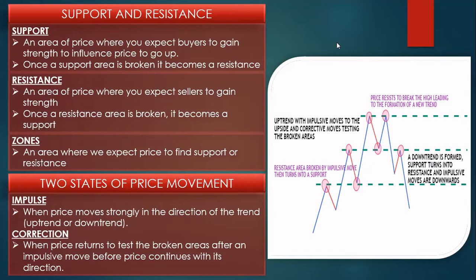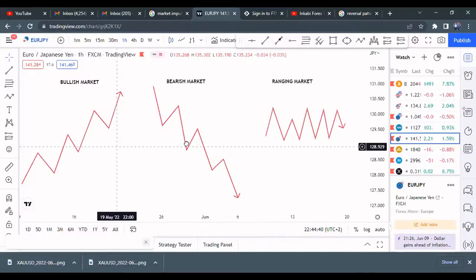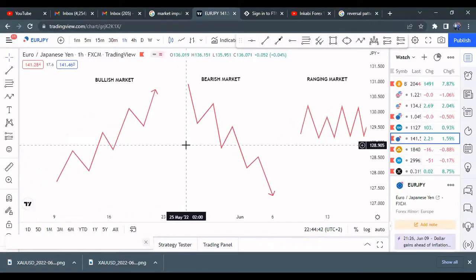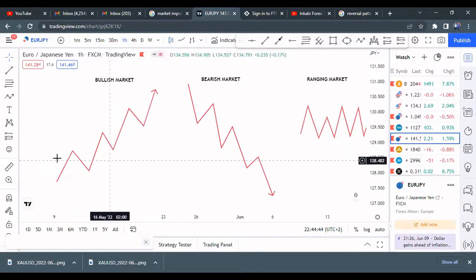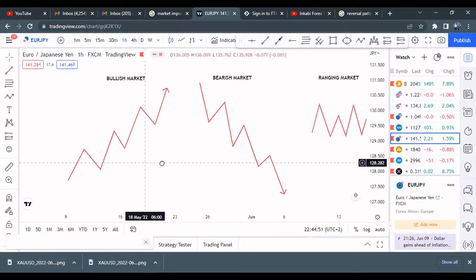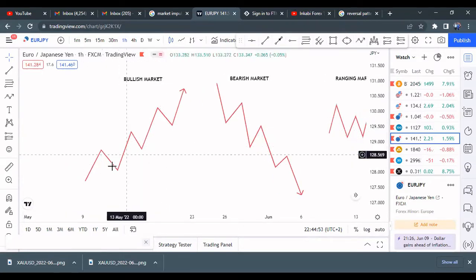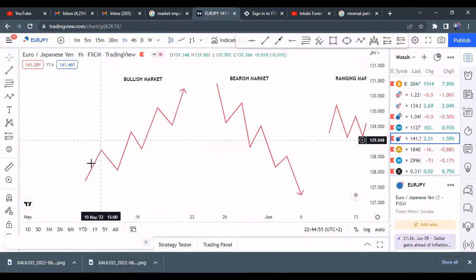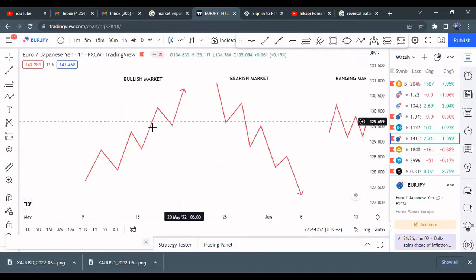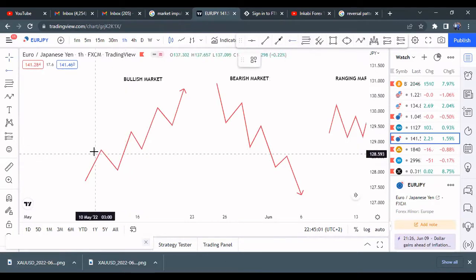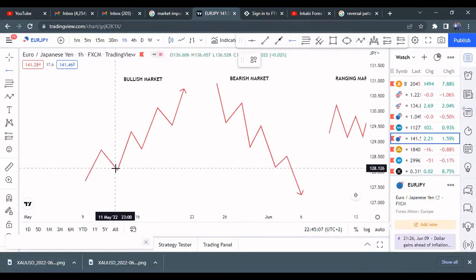In a bullish market, we're going to learn how support and resistance work. As we were saying, prices are trending to the upside. As a trend to the upside, that is a high. So the price started here, and then impulses, and then impulses again.